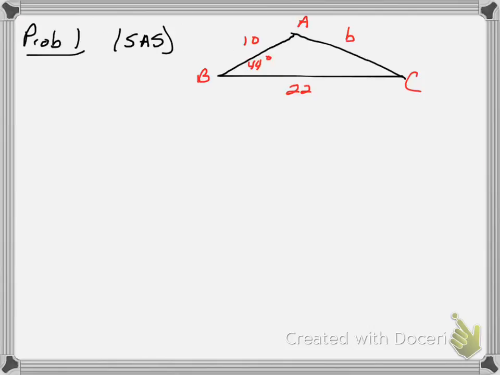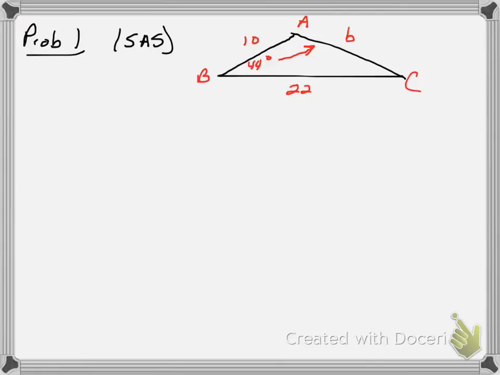Problem 1, using side angle side, they want you to solve for b, so that's between AC. Now, see how 44 degrees is right here? You want to take the side across from the 44 degrees. Much like you would identify the hypotenuse, you want to identify the side across from the angle that you have or that you're looking for, and that's where you're going to start.